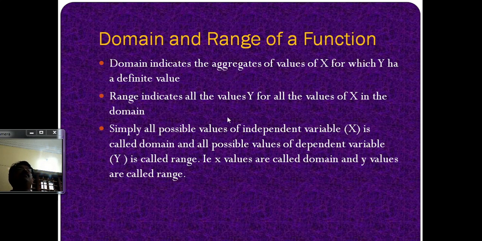Simply we can say that all possible values of independent variable x is called a domain, and all possible values of the dependent variable y is called range. Or x values are called domain and y values are called range. So very simple. What is domain? Domain is the aggregate of values of x for which y has a definite value. What is range? Range indicates all values of y for all values of x in the domain.